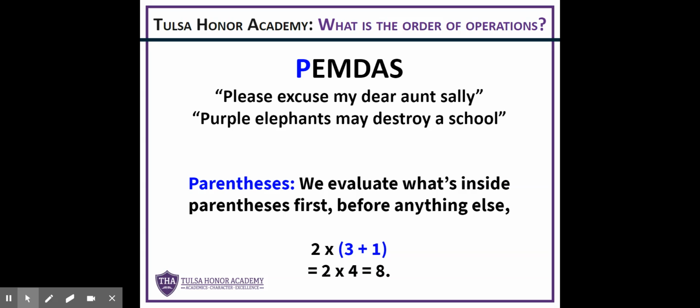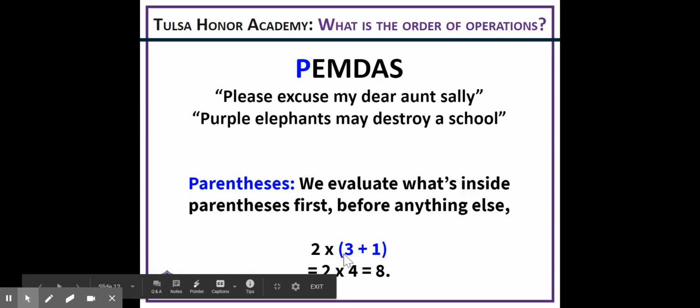And P stands for parentheses. So we evaluate what's inside a parentheses first in our math problem before anything else. So for example, if we had 2 times parentheses 3 plus 1, we would have to calculate what's in the parentheses first, and then we could move on.